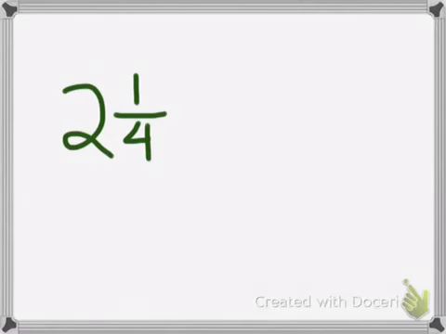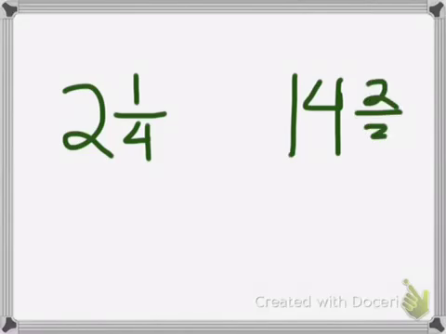So a mixed number, an example of a mixed number could be something like 2 and 1/4. Or you could also say an example is 14 and 2/3. So a mixed number has a whole number part, and it also has a fractional part. And if you notice, they're close together. The whole number is written larger, and when you say them, you put an "and" in between the whole number and the fraction, like 2 and 1/4, or 14 and 2/3.